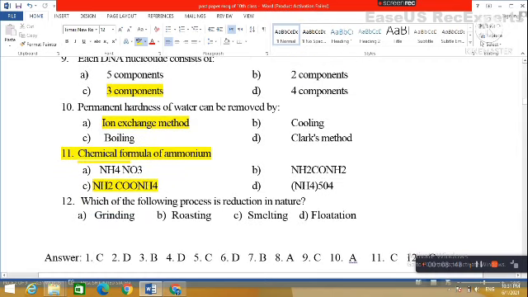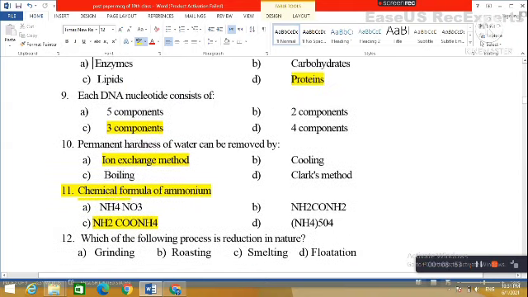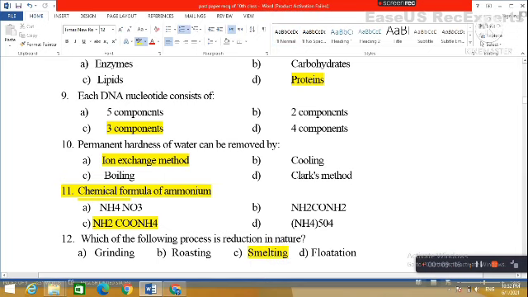Next question, which is the last one for this paper. Which of the following processes is reduction in nature? Option A, grinding, option B, roasting, option C, smelting, option D, flotation. So the right option is option C, smelting.